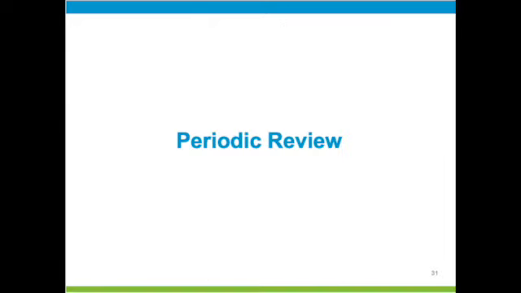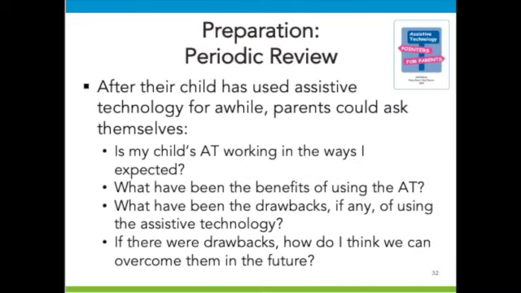Periodic review is the regularly scheduled review of a student's progress in all areas. Your child's progress on IEP goals is reviewed and reported at the same time as progress reports, like report cards, for all students. If your child has a specific goal for the use of AT, progress on that goal should be reviewed at the same time as progress reporting occurs in the school. Here are some preparation questions about the periodic review.